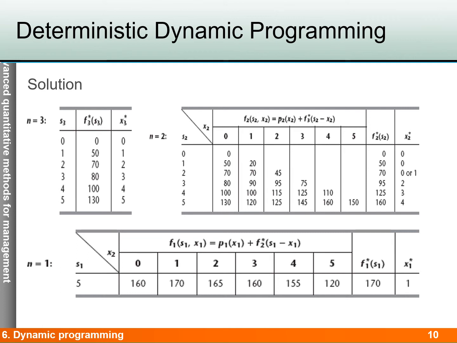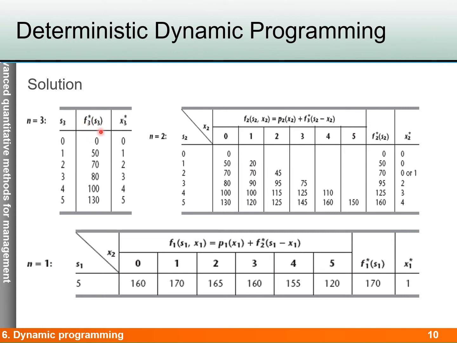So for sure, these elements are coming from table 11.1 for the third country. If you see them, they are from the same table: 0, 50, 70, 80, 100, and 130.